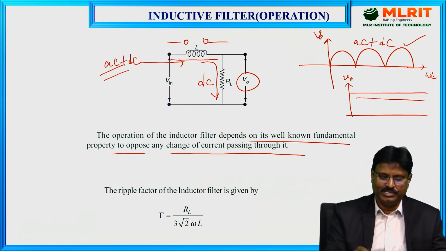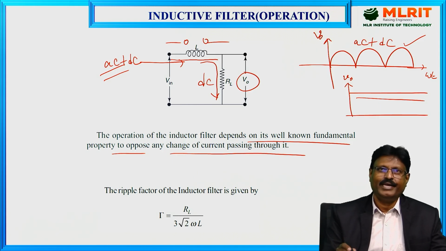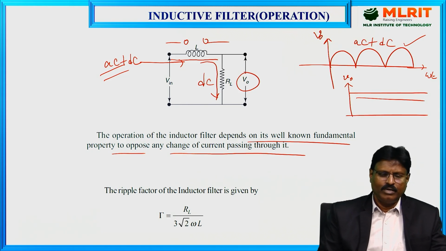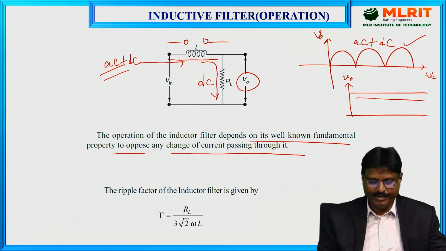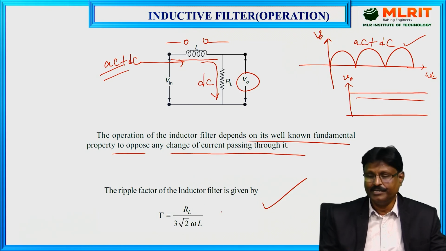Mainly it opposes any change of current passing through it. That means it acts like a short circuit to the DC component, and it acts like an open circuit for the AC component. Finally, if you go for the calculation of ripple factor, you will get the ripple factor as RL by 3 root 2 omega L. That will be seen later.